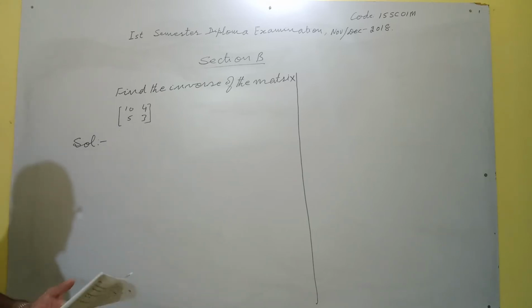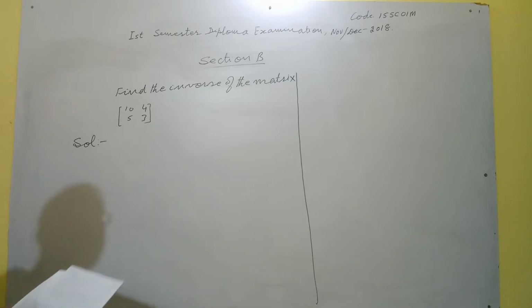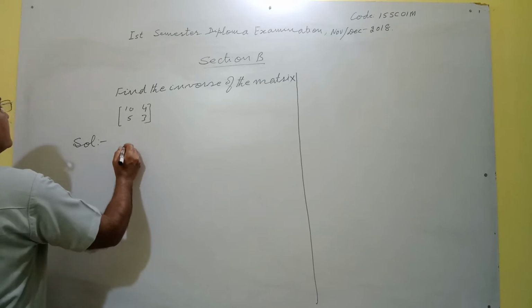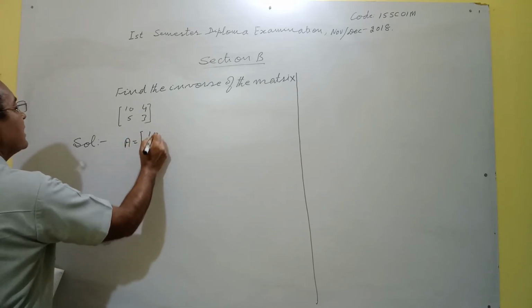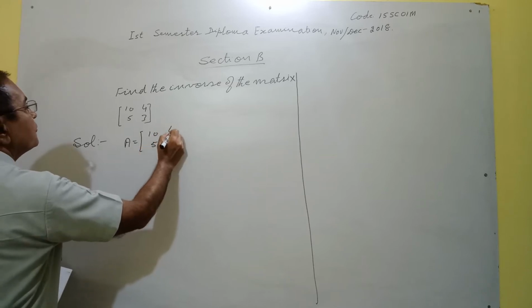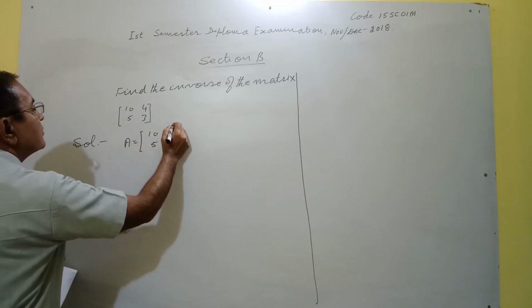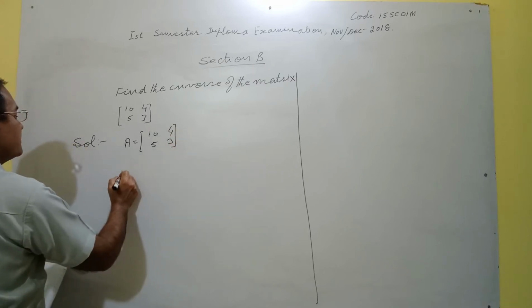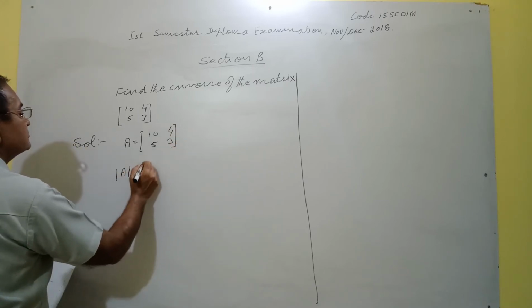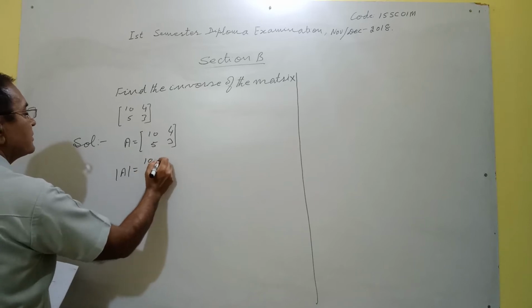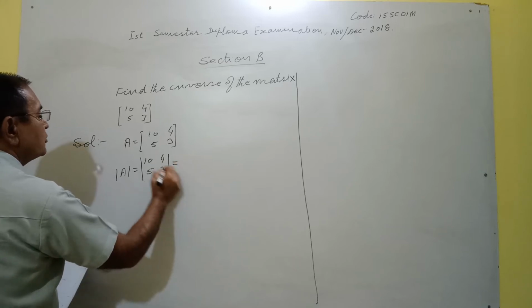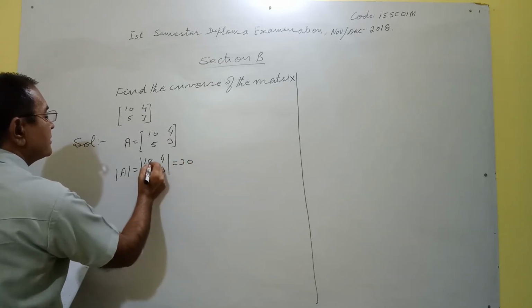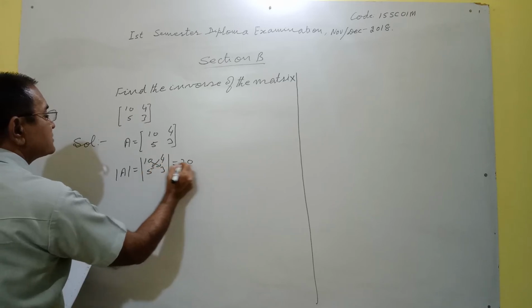In the last video, because of some reason, I could not complete that. I am going to complete it today. Given matrix A is 10, 5, 4, 3. Find its determinant, which will come out to be 30 minus 20.